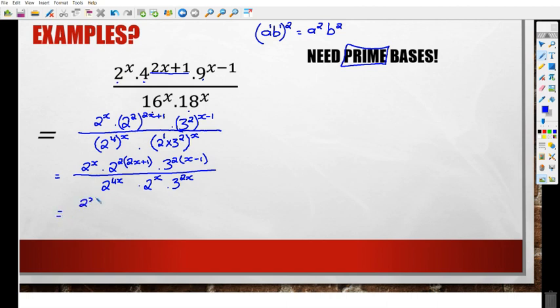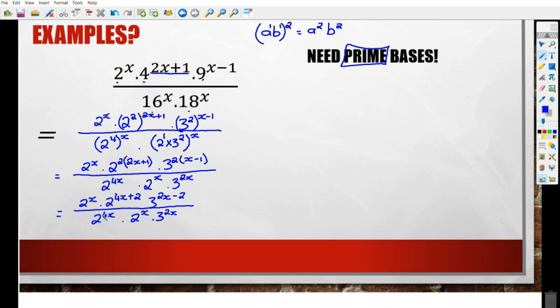So I've got 2 to the power of x multiplied by 2 to the power of 2 times 2x, which is 4x, and 2 times 1, which is 2, multiplied by 3 to the power of 2 times x, which is 2x, and 2 times negative 1, which is negative 2, all over 2 to the power of 4x, multiplied by 2 to the power of x, multiplied by 3 to the power of 2x.